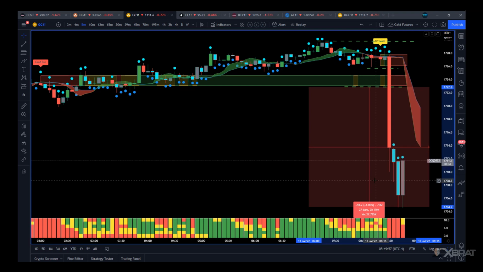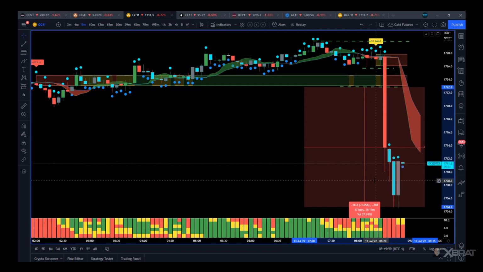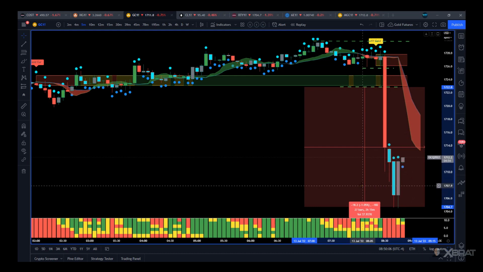Using the range breakout indicator, having the bias for that range red in this case is the perfect opportunity to get into those trades. Hopefully that helps.